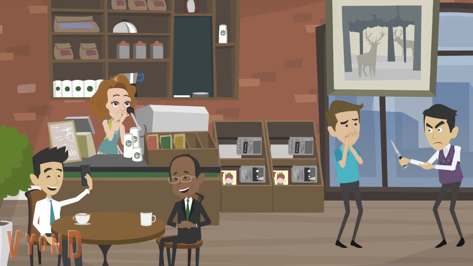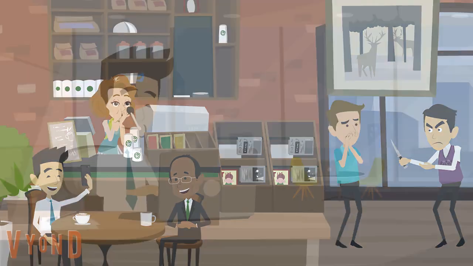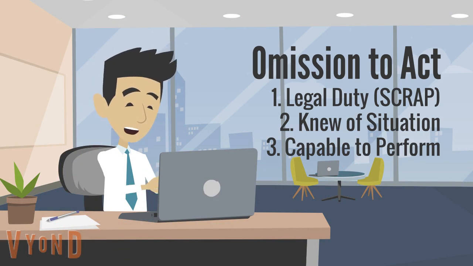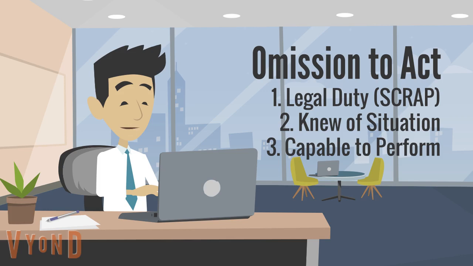In order for the act to be considered to be criminal, it must be voluntary or volitional. This means that the act cannot be accidental or uncontrollable, such as when someone is having a seizure or sleepwalking. Now, in some instances, the lack of acting can also lead to a criminal charge. When there is a legal duty to act and the defendant knew and was capable of performing the act, but does not, a person can be held liable.